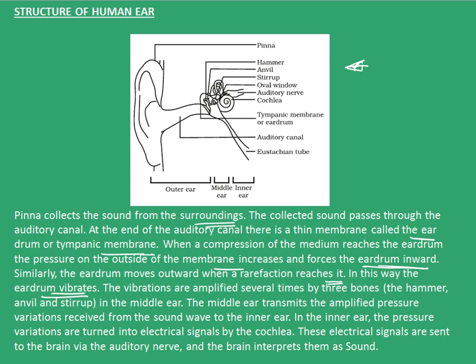The vibrations are amplified several times by three bones, which are the hammer, anvil, and the stirrup in the middle ear. The middle ear transmits the amplified pressure variations received from the sound wave to the inner ear. In the inner ear, the pressure variations are turned into electrical signals by the cochlea. These electrical signals are sent to the brain via the auditory nerve, and the brain interprets them as sound. So this is how the human ear works.